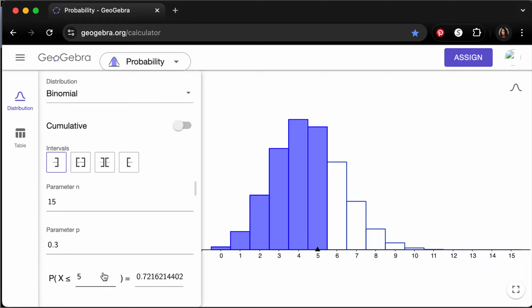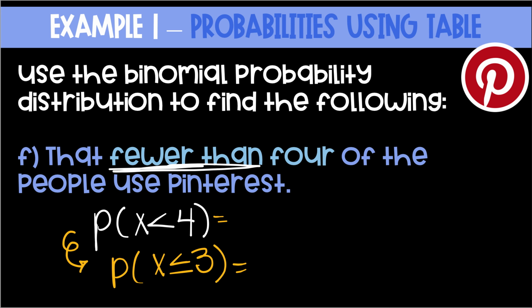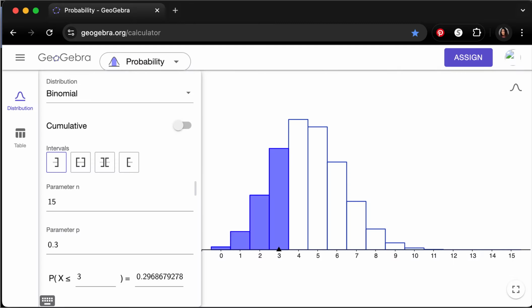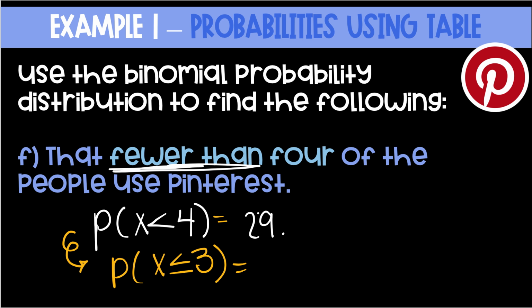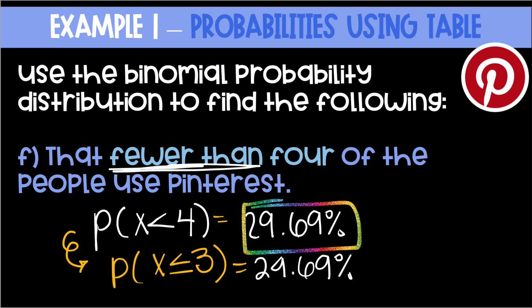Now I'm looking for this. X is less than or equal to 3. My probability is 29.68%. Oh, wait, I didn't round. 29.69%. It's the same for both. When it comes to binomial distribution probabilities, these two probabilities will be the same.